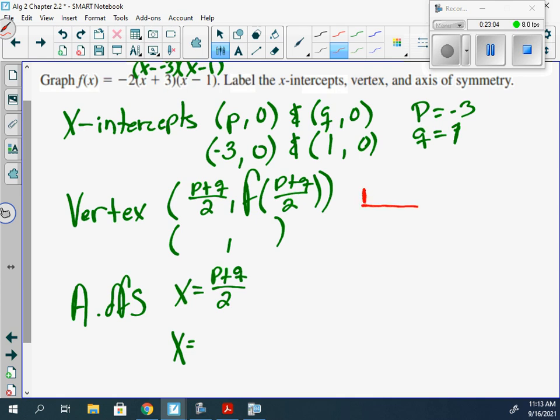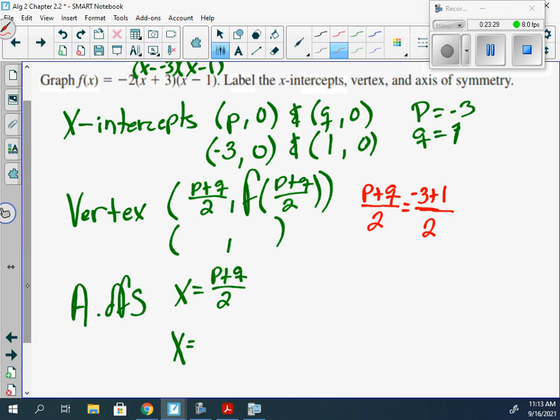Well, the first thing we need to do to solve this is just take p plus q and divide it by 2. Well, what are our p and q values? Negative 3 and 1, yes? So the first thing really we can do is negative 3 plus 1.